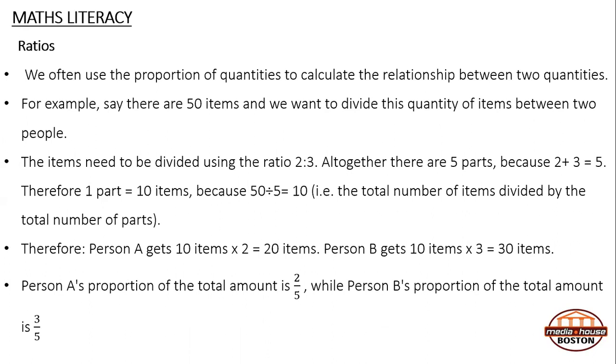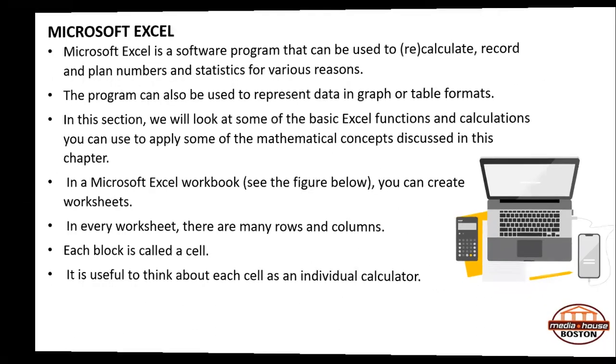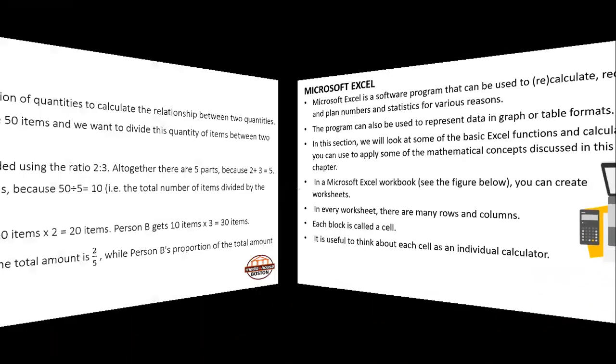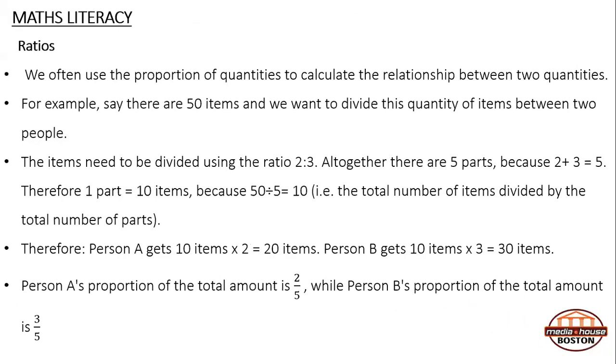For example, say there are 50 items, and we want to divide this quantity between 2 people. Let's say we have 50 oranges. The items need to be divided using the ratio 2:3. Altogether, there are 5 parts, because 2 plus 3 equals 5. Therefore, 1 part is going to get 10 oranges, because 50 divided by 5 gives you 10. That is the total number of oranges divided by the total number of parts.